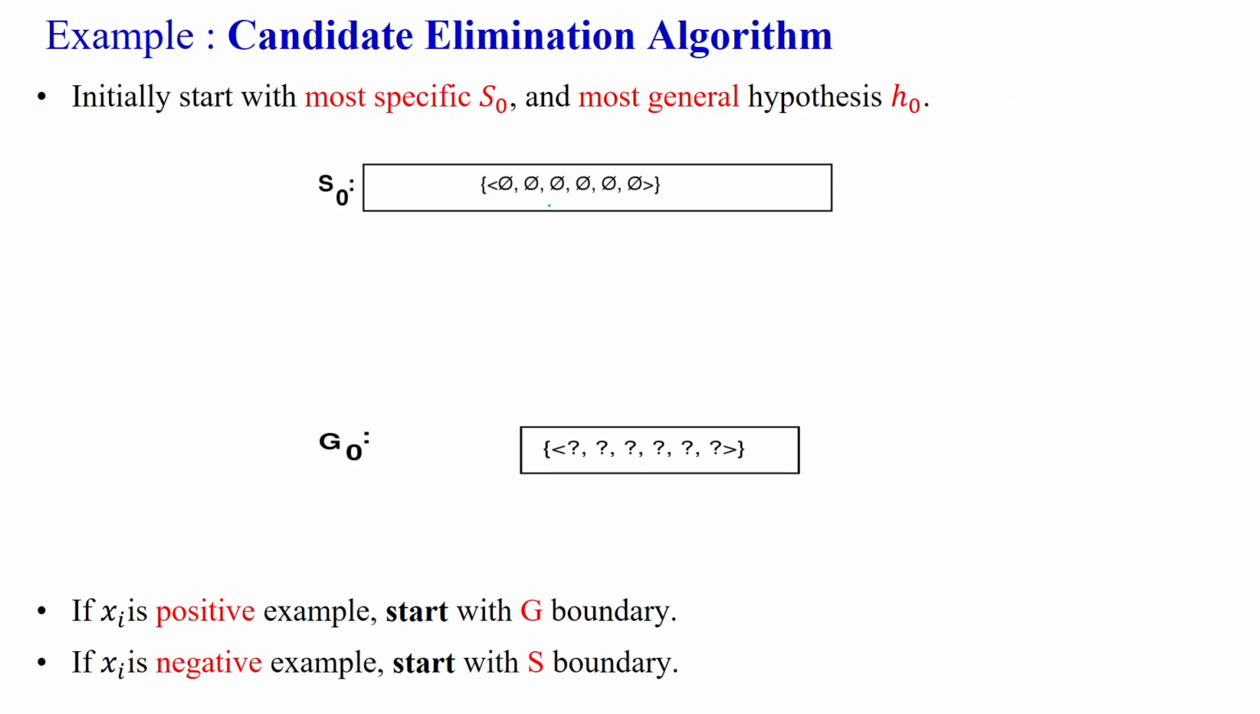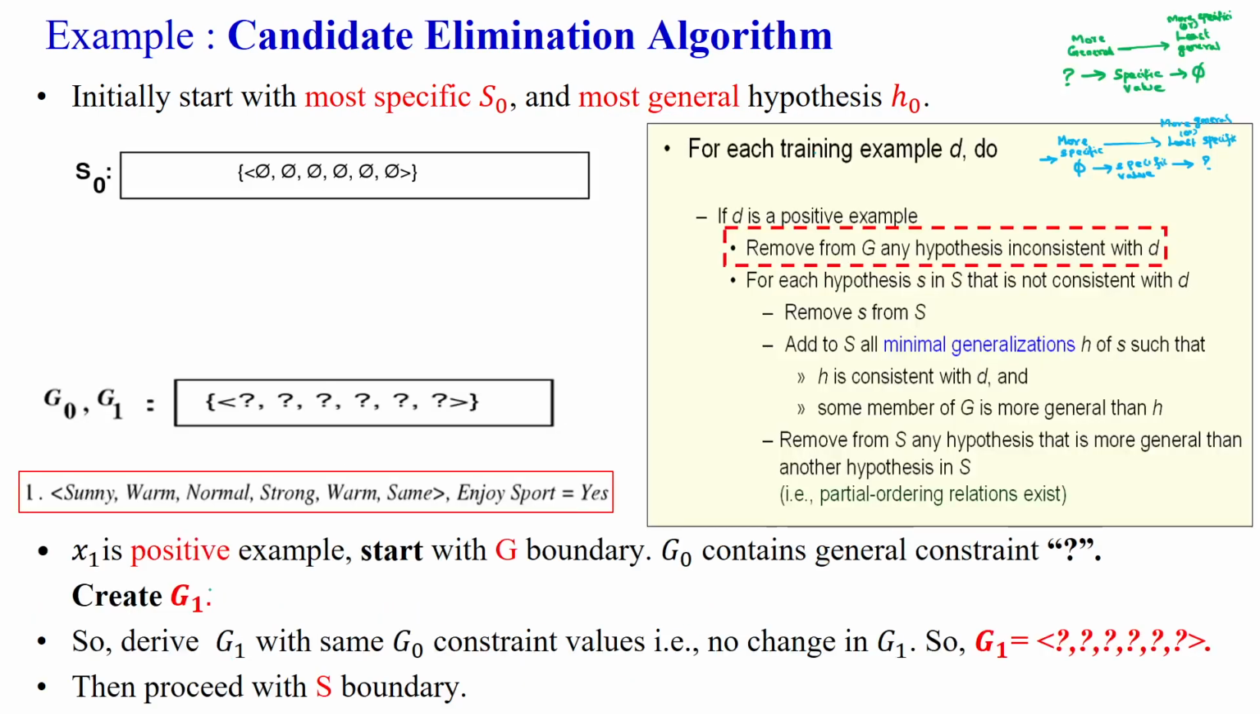As per the algorithm, initially we specify the most specific hypothesis S0 with all null constraints for all the 6 attributes, and the most general hypothesis G0 with all general constraints. Now the second step is to check whether the given example is positive or negative. The example is given here. The target concept of example 1 is yes, so this example D is a positive example.